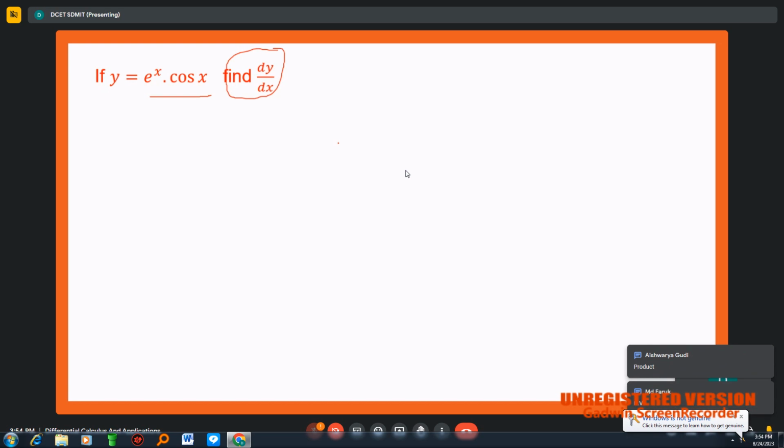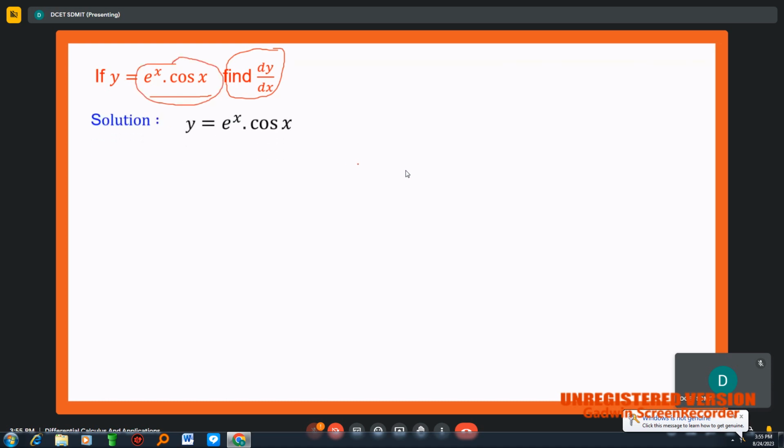Very good. Product rule we are applying. Now, UV rule, very good. Product rule we are applying here. See here, e to the power of x into cos x is there. For this we are applying the product rule. Now what is the product rule?